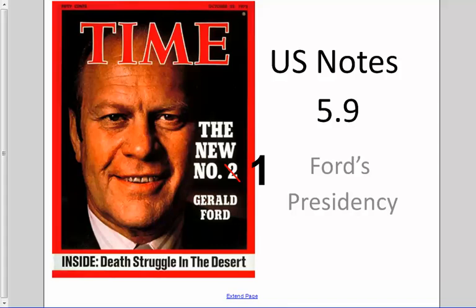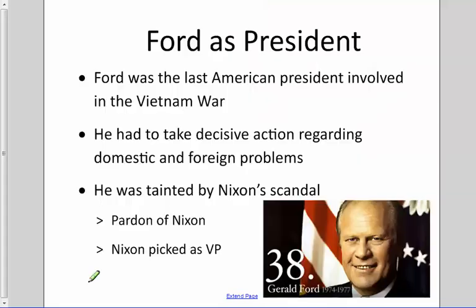Welcome to U.S. history, notes 5.9. These are going to cover Gerald Ford and his presidency. He becomes president when Nixon resigns. He is the last American president who will be involved in the Vietnam War.